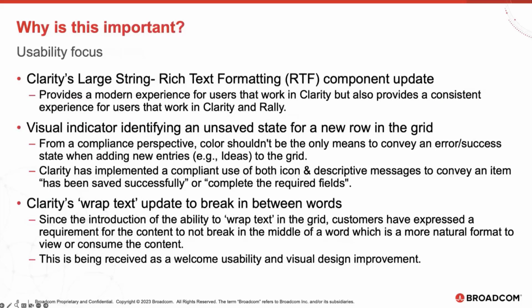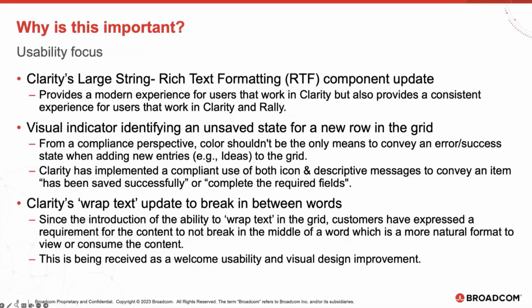The visual indicator identifying an unsafe state for a new grid row is relevant from a compliance perspective because color shouldn't be the only means to convey an error or success state when adding new entries, such as ideas, to the grid. Clarity has implemented a compliant use of both an icon and a descriptive message or a tooltip to convey an item has been successfully saved or the user needs to complete the required fields.